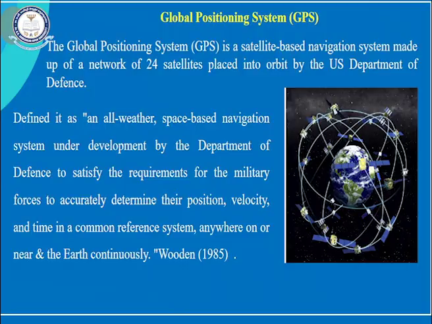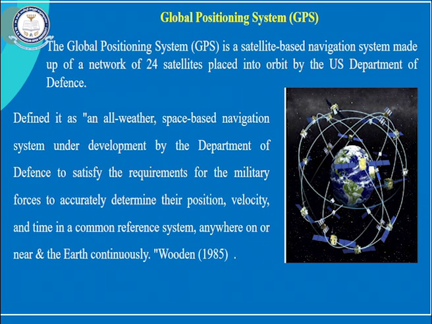Then another technology in spatial technology is called the global positioning system. The global positioning system is a satellite based navigation system that is built up by a network of 24 satellites placed into orbit by the US Department of Defense.